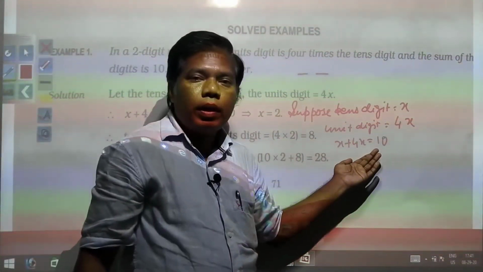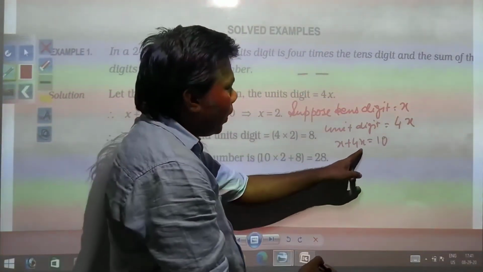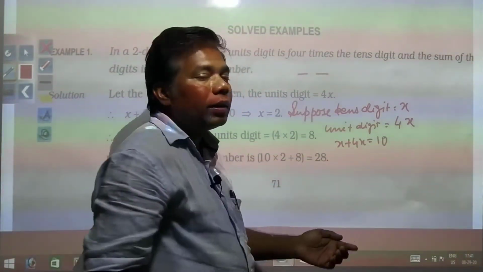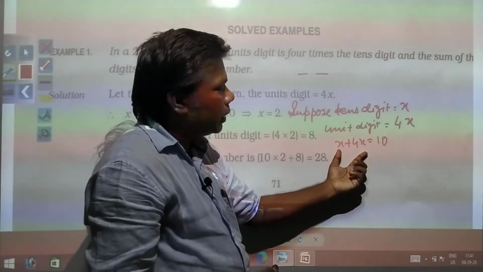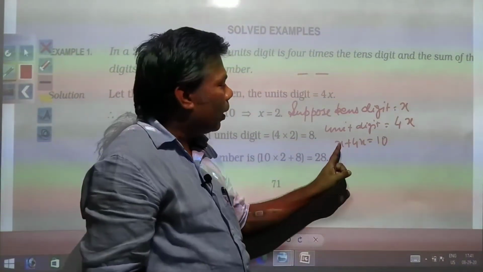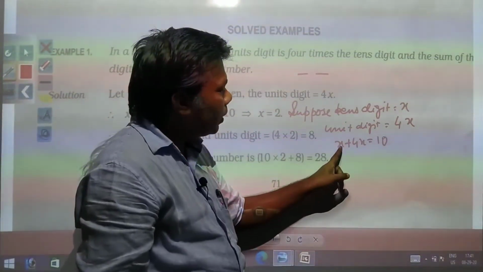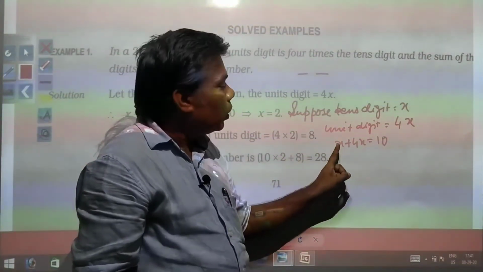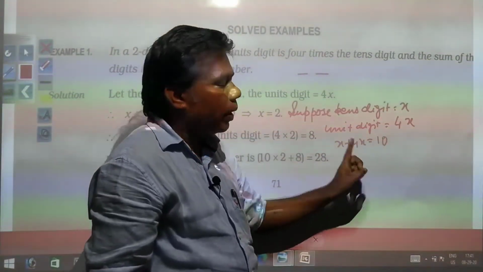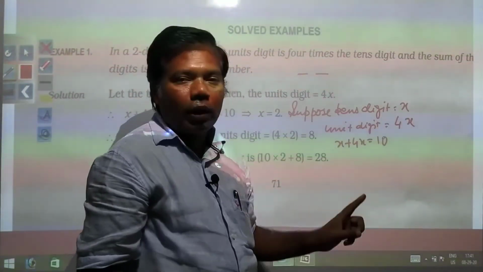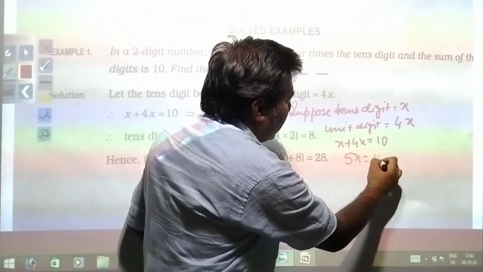What is required to be done? You see, x plus 4x is equal to 10. This is required to be added. x plus 4x is 5x. As we assume, 1 pencil and 4 pencils will become 5 pencils. 1 pen and 4 pens will become 5 pens. In the same way, x is a variable, so x only means 1x. So 1x plus 4x will become 5x. So you have 5x is equal to 10.